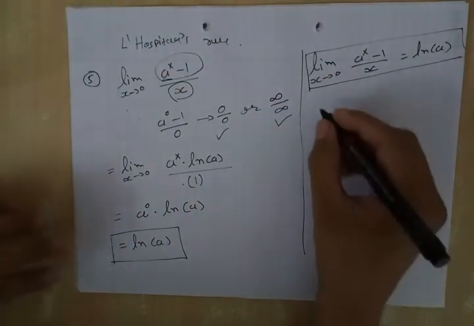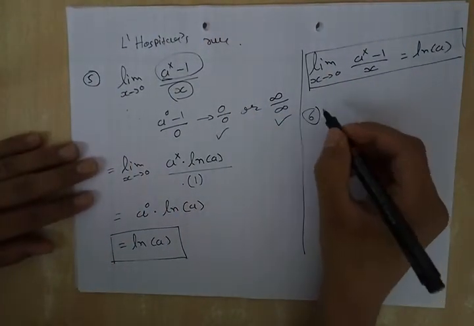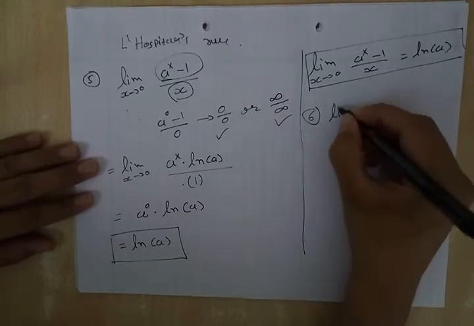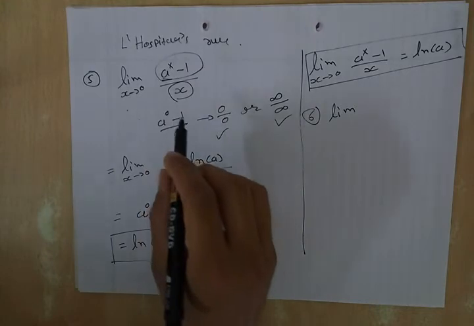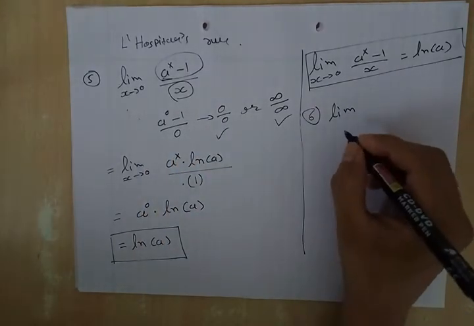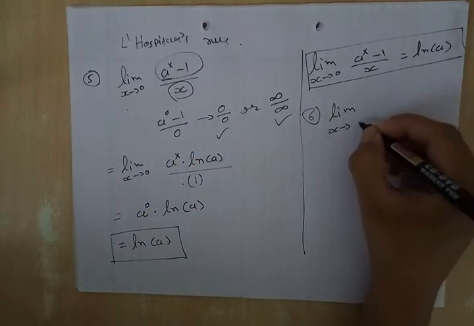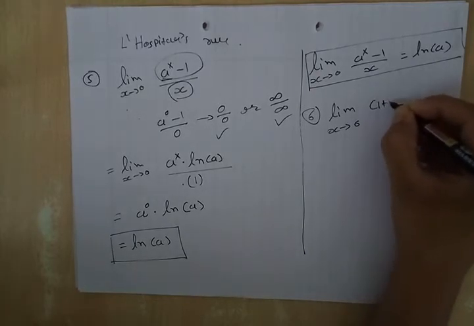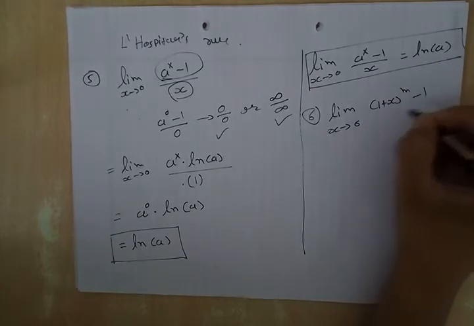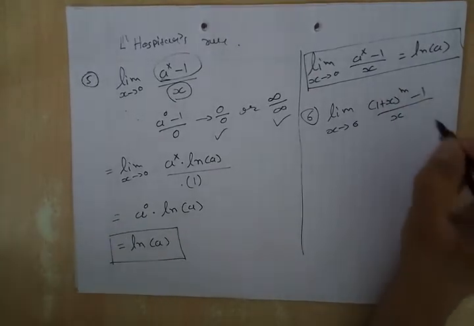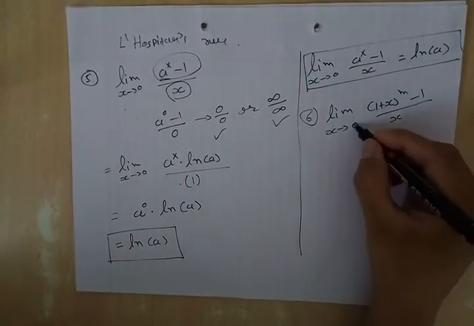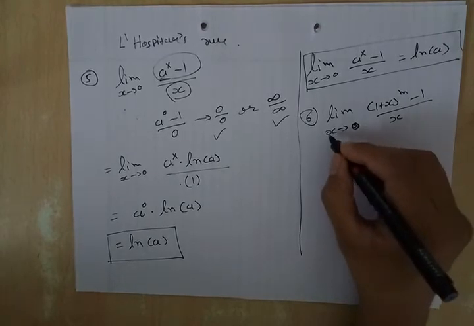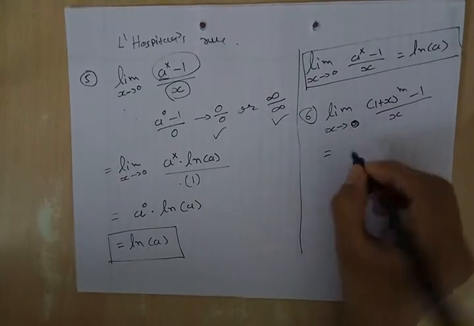Similarly, using L'Hopital's rule, we can find, actually this name is very complicated to pronounce, limit x tends to 0, (1 plus x) raised to m minus 1 divided by x. Here m is a constant and x is approaching 0.